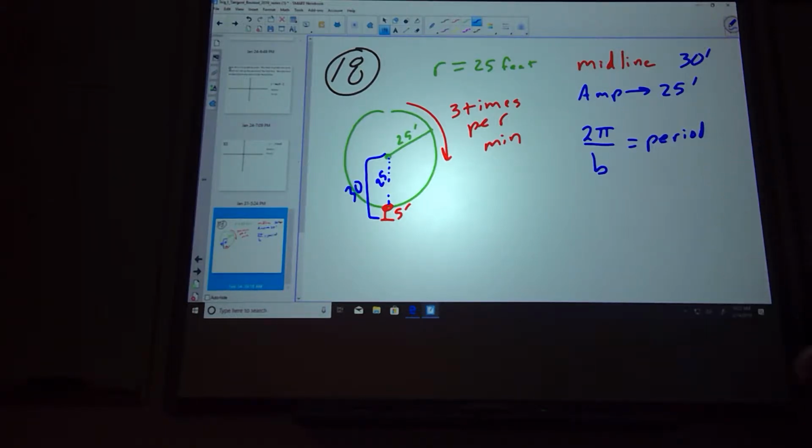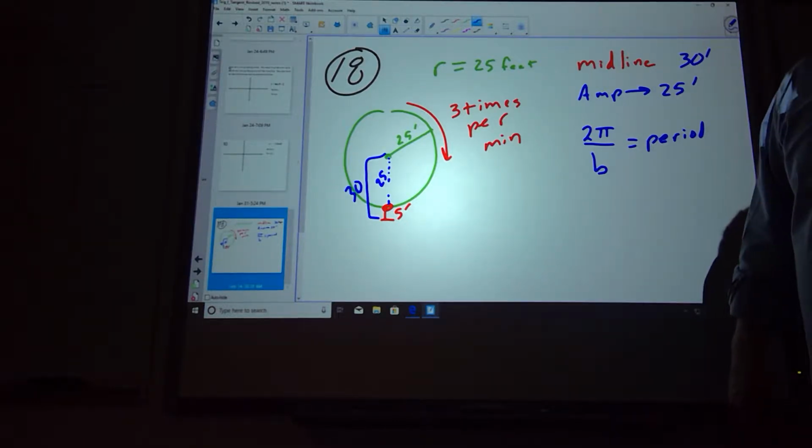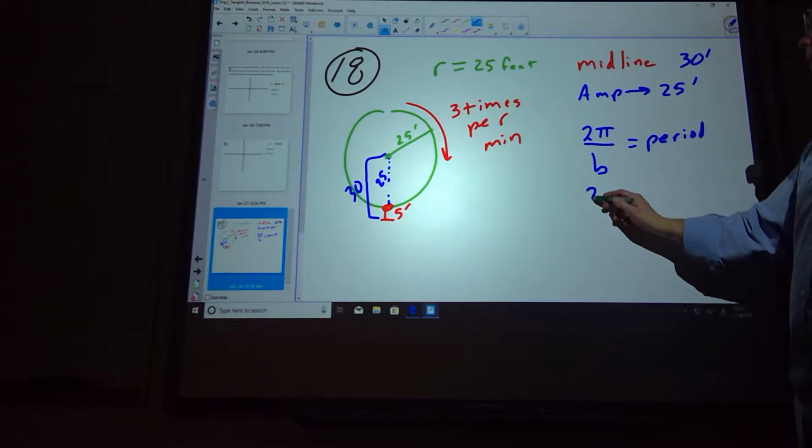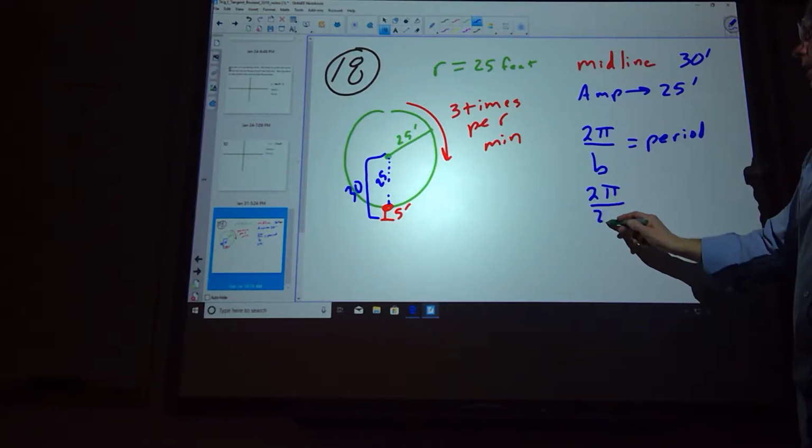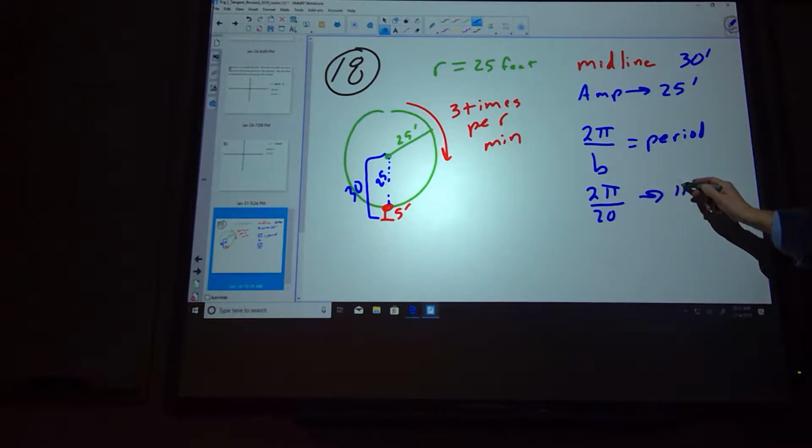All right, so let's think about this. This Ferris wheel goes around 3 times per minute. So every 20 seconds it's making a rotation. That makes sense? Yeah. Because there's 60 seconds in a minute divided by 3. Okay, so that would be my b value. So 2 pi over 20. So I guess that'd be pi over 10 is where it would start and stop again.